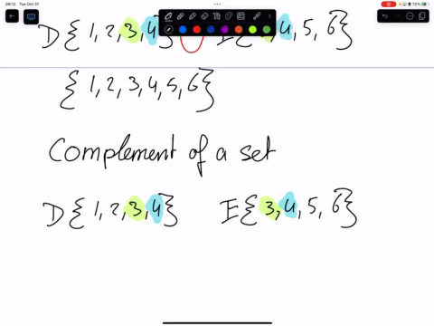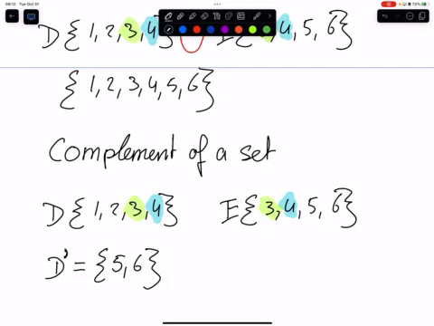I would like to know all the numbers that are in D apostrophe. Now, what is D apostrophe? It's the complement of a set. Means everything that is not in the set of D. Which numbers in these two sets do not belong in the set of D? That is 5 and 6, and that is correct. That's it.